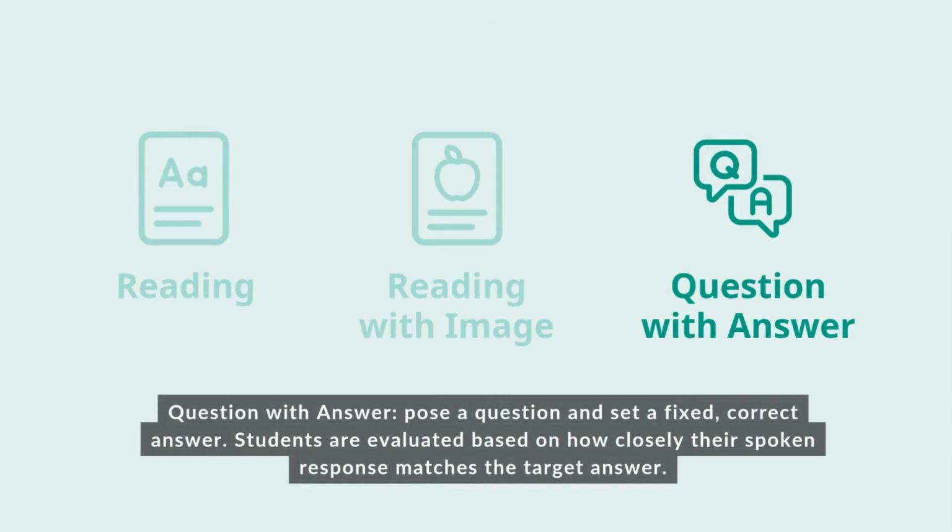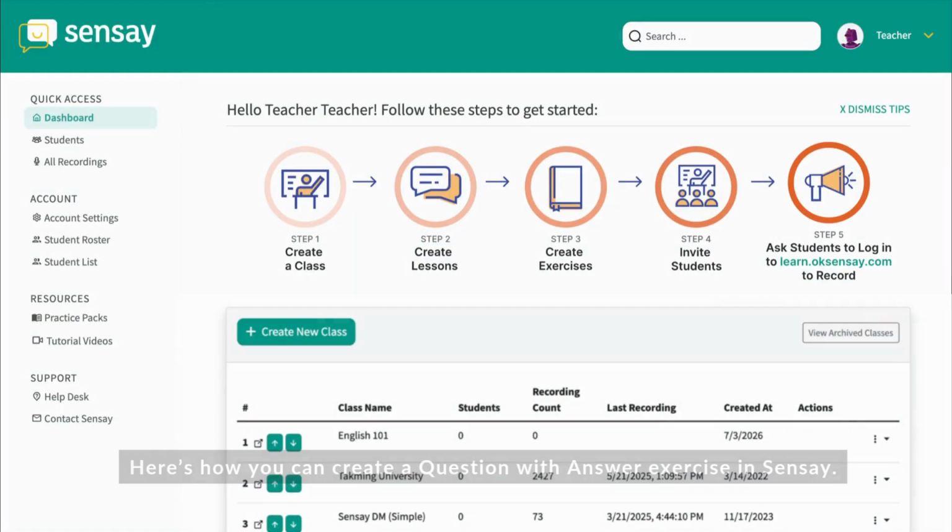Question with answer. Pose a question and set a fixed, correct answer. Students are evaluated based on how closely their spoken response matches the target answer. Here's how you can create a question with answer exercise in Sensay.